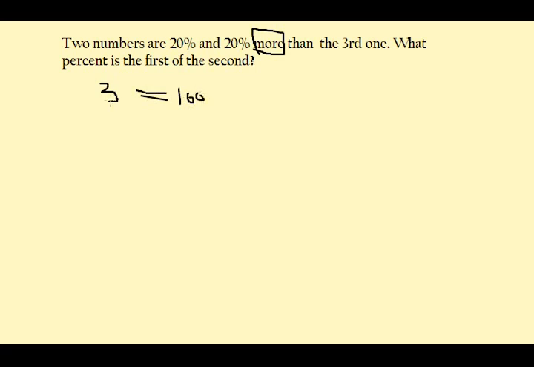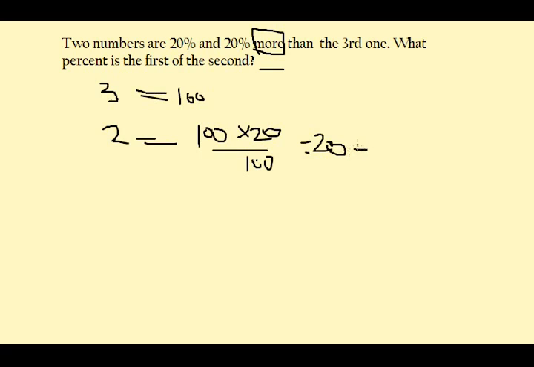So the second number would be 20% more than the third one. 20% of 100 would be 100 into 20 upon 100, which is equal to 20. As "more" is given, we add it to the 100, so the second number is 120. And the first number is again 20% more than the third one, so similarly it comes out as 120.